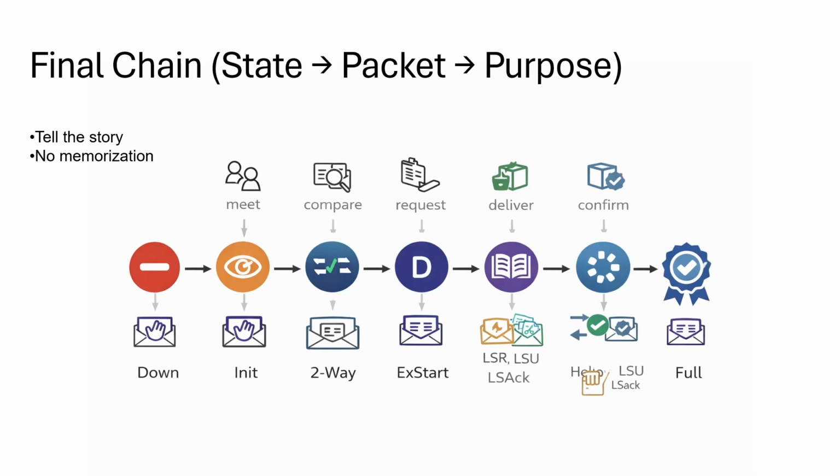Now let's compress the entire video into one clean chain. OSPF neighbor states tell the story of two routers going from no relationship at all to a fully synchronized database. First, down. Nothing heard yet. You're sending hellos, but you're not hearing them in any usable way. Then you go to Init. I heard your hello, but you don't list me as a neighbor yet.